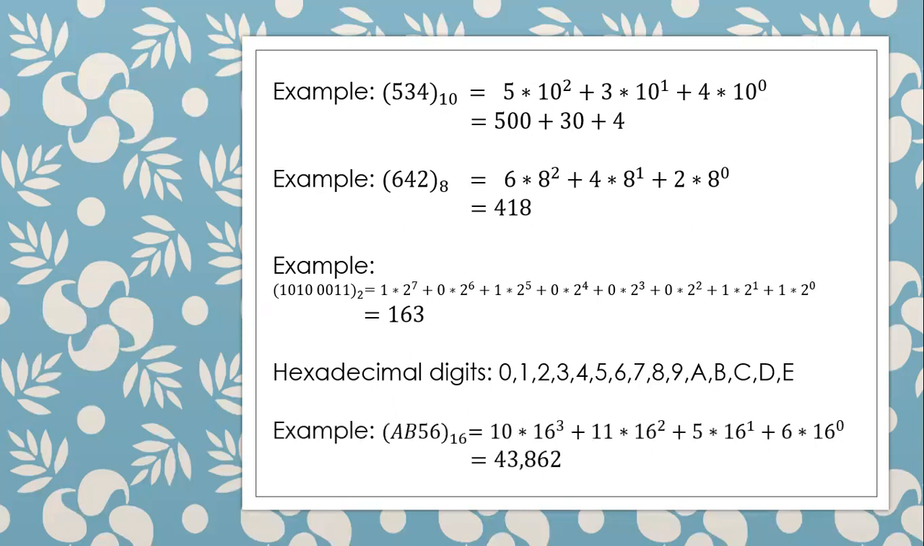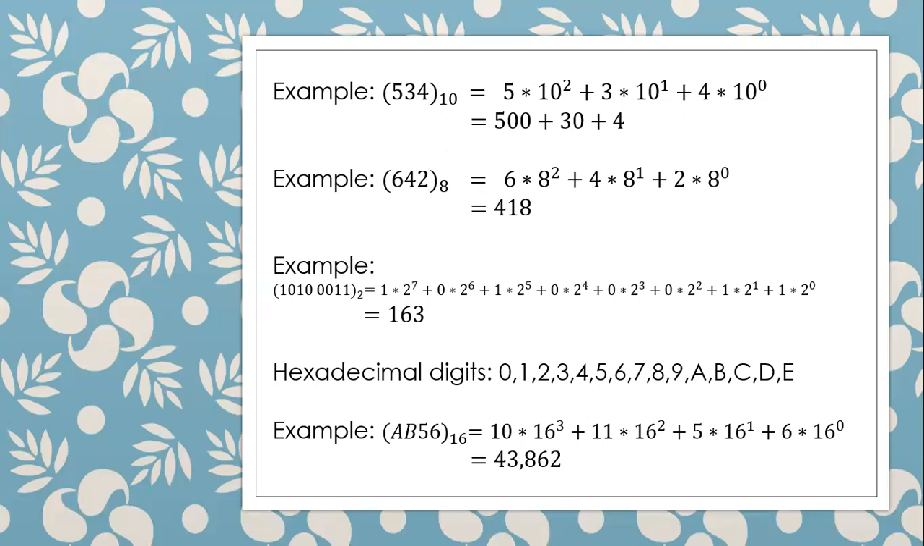So when we see A, B, 5, 6, what are we trying to say? Well, we have A, that's 10 copies of 16 cubed. We have B, which is 11 copies of 16 squared. We have 5 copies of 16, and we have 6 ones. Add all that up. This is 43,862.